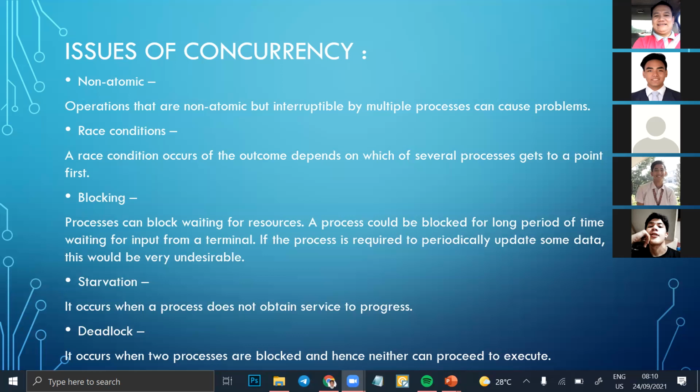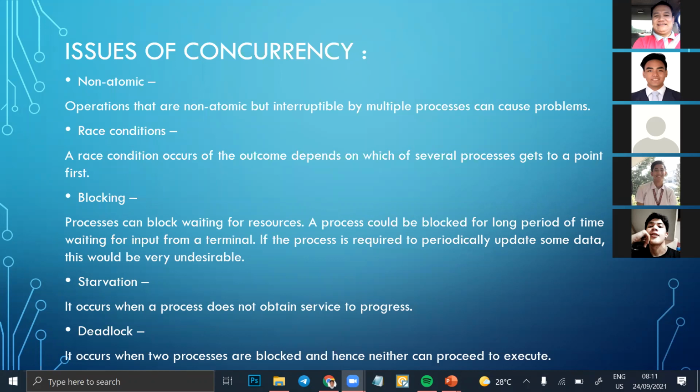So the third one is blocking. Processes can block waiting for resources. A process could be blocked for a long period of time, waiting for input from a terminal. If the process is required to periodically update some data, this would be very undesirable.